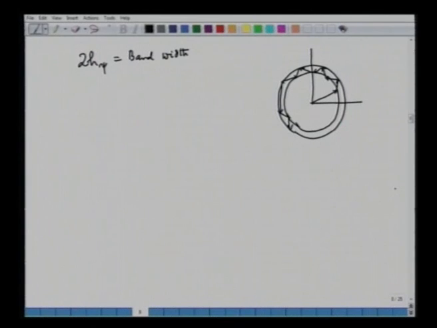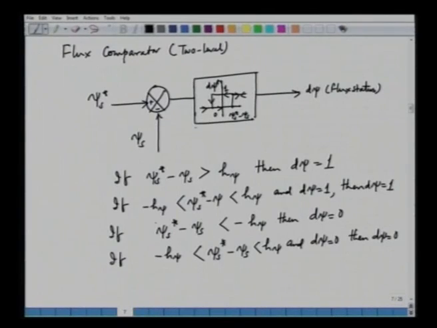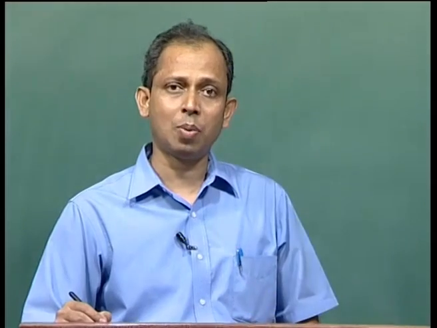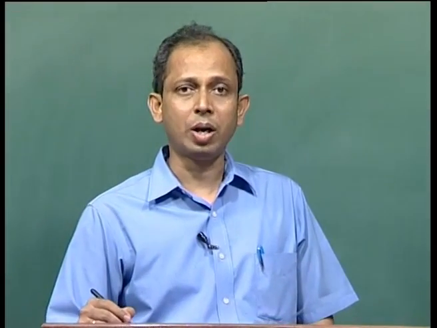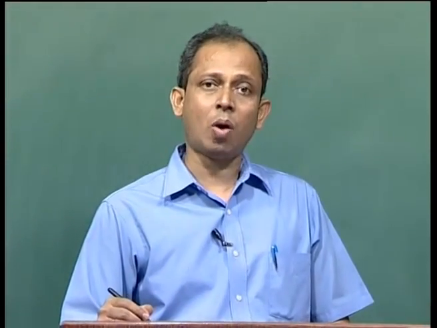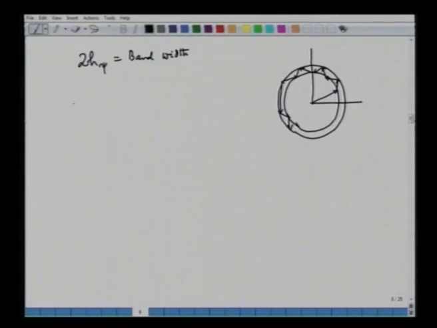And what about the flux status? If we see, actually the hysteresis comparator here is a 2-level hysteresis comparator. The output has got 2 levels, and hence it is called a 2-level hysteresis comparator. It could be either a 0 or a 1. Now, if d psi equal to 1, it means the flux would be increased. We have 2 status in this case. If the flux status is 1, flux should be increased.